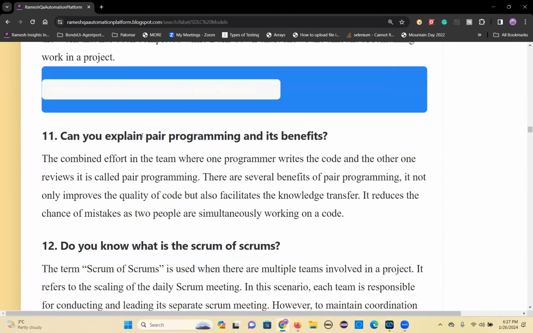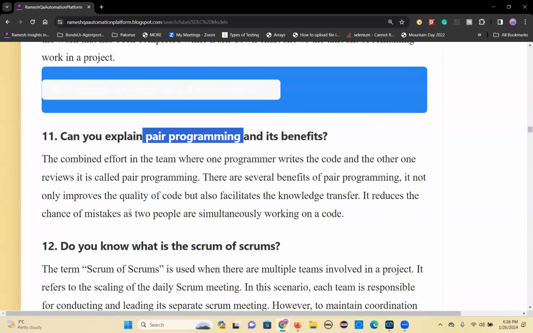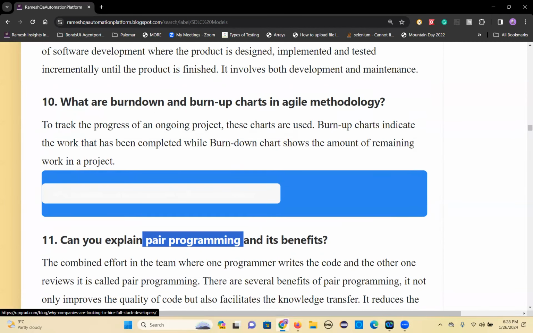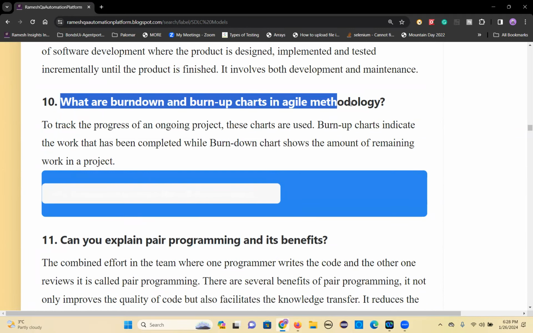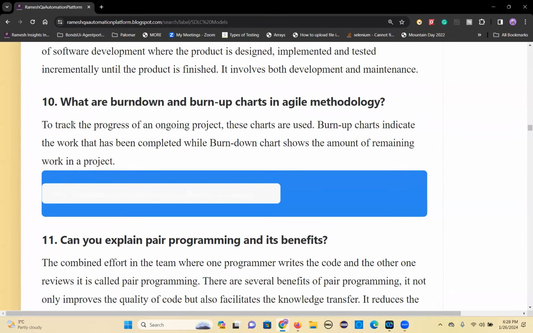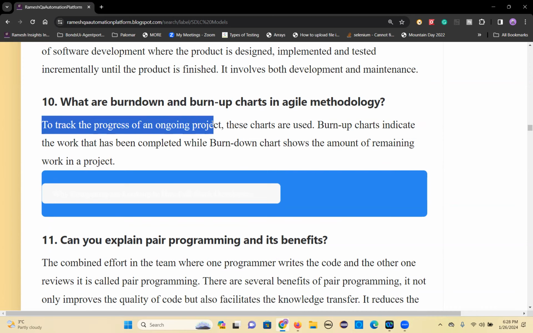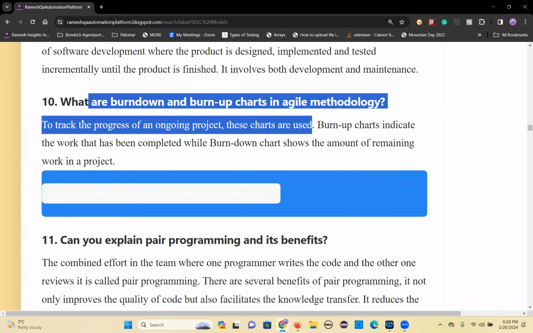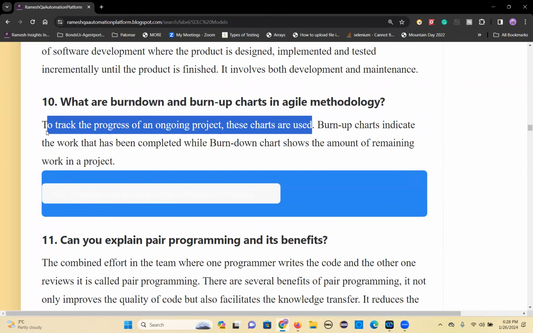Okay, this is one of the types of Agile methodology, pair programming, that I want to show you. Here, this is very important. What are burn down and burn up charts? We didn't discuss them, right? Let's discuss. To track the progress of an ongoing project, these charts are used.